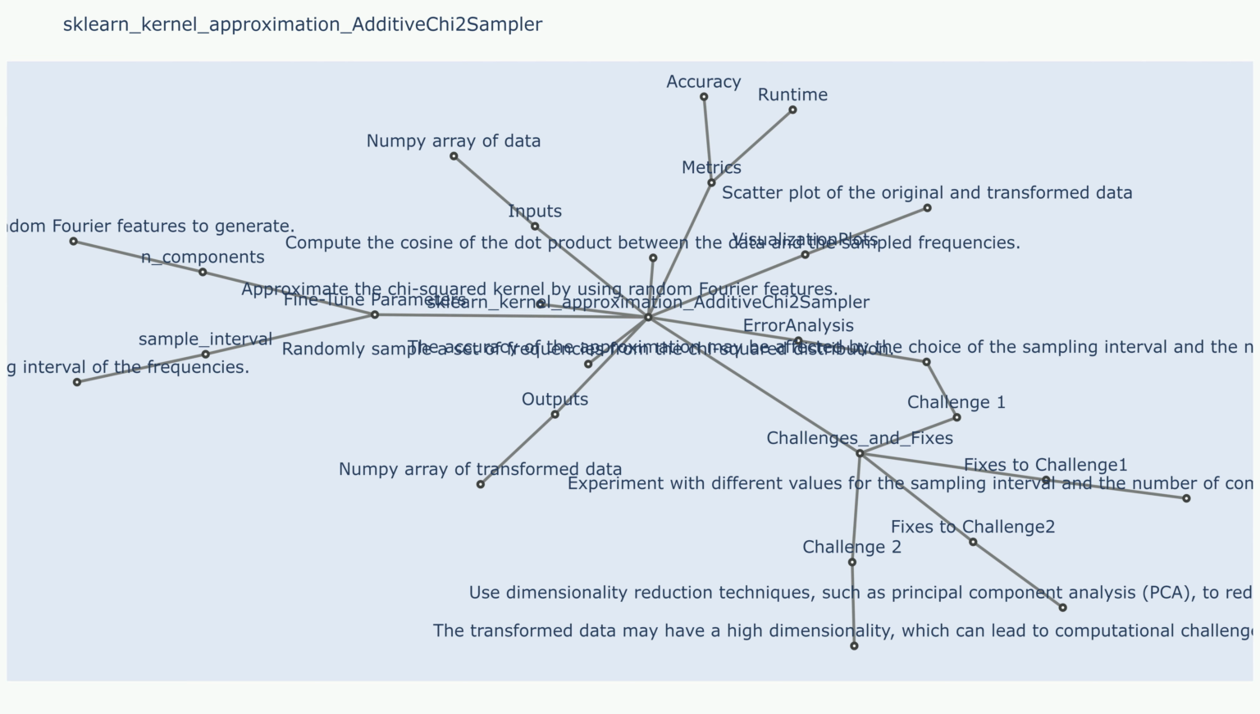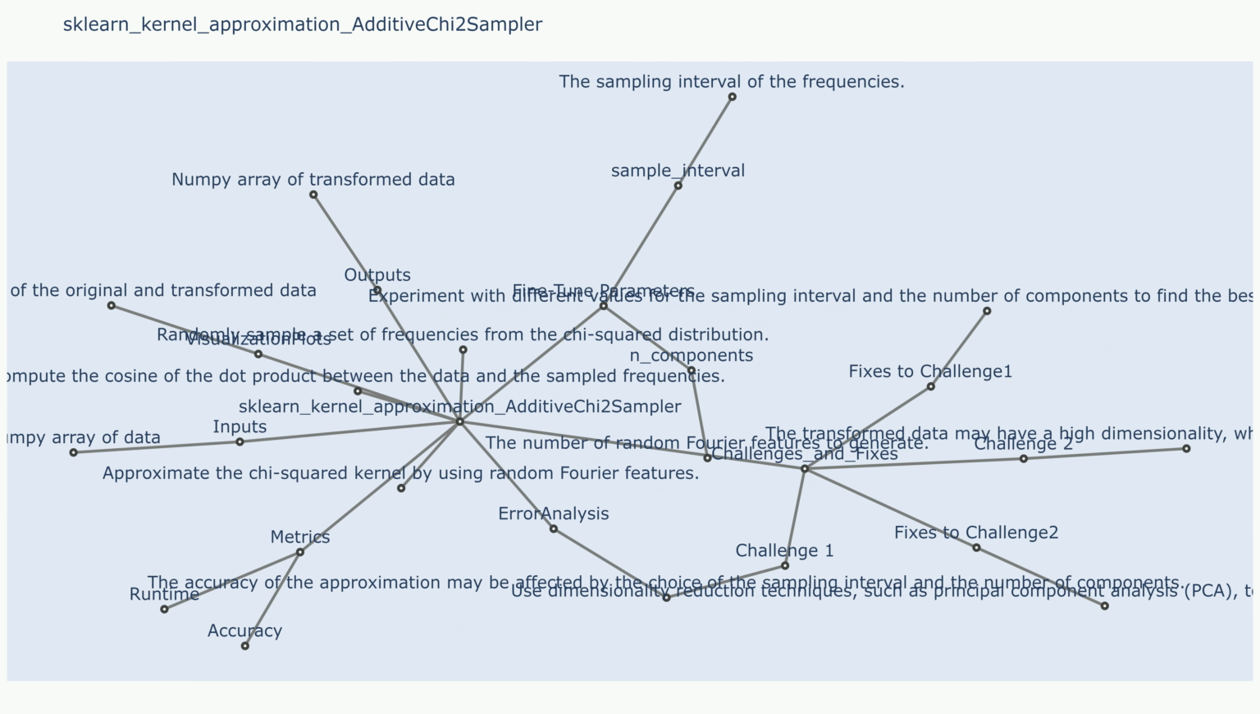Fine-tune parameters. n_components: the number of random Fourier features to generate. Higher values lead to better approximation accuracy but also increased computational cost. Sample weights: weights assigned to each sample during sampling.